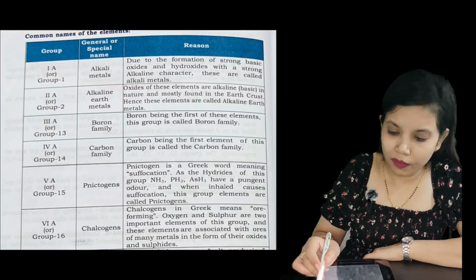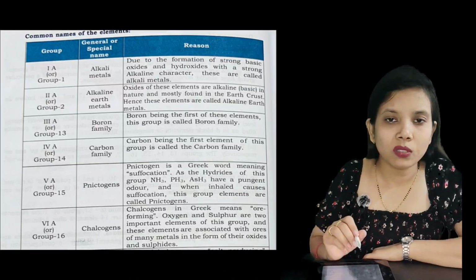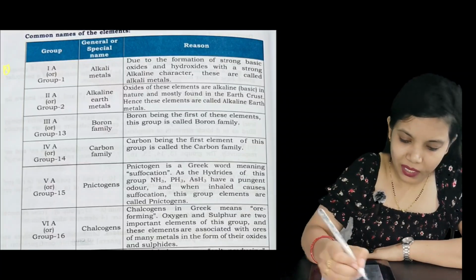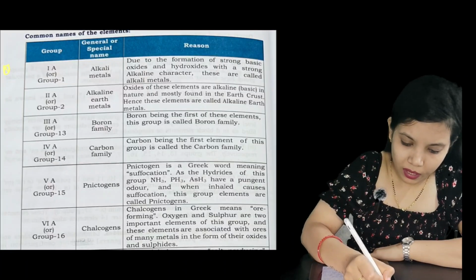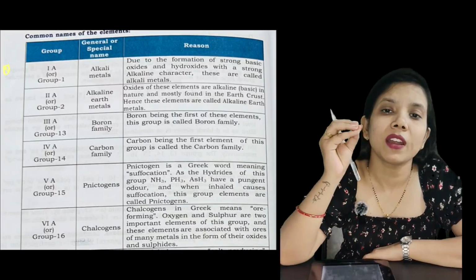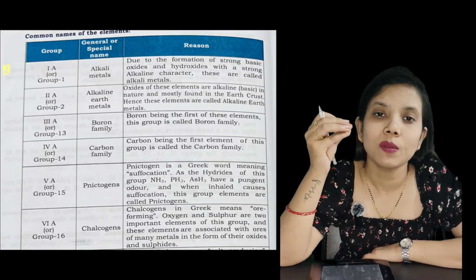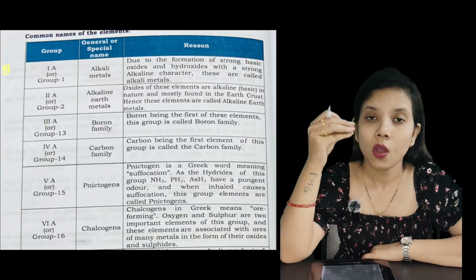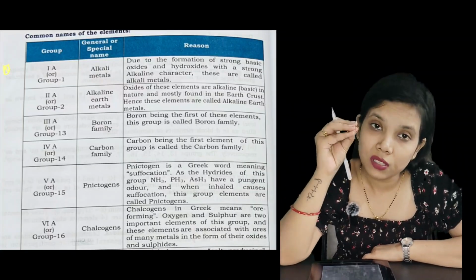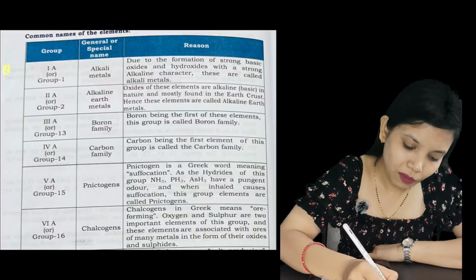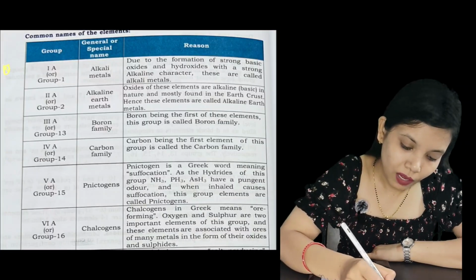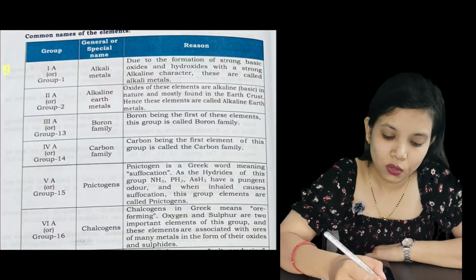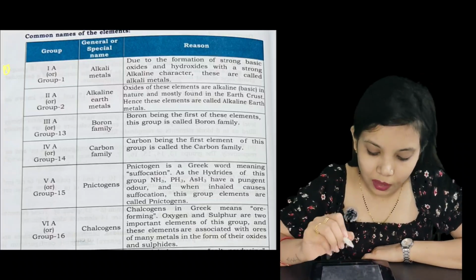I think you all are aware of the base sodium hydroxide. What is sodium hydroxide? It is NaOH, a base. And sodium is a group 1 element. So group 1 elements have the tendency to form oxides and hydroxides which are basic in nature. For example, when you add water to sodium oxide, it will form sodium hydroxide. So they are known as alkali metals.